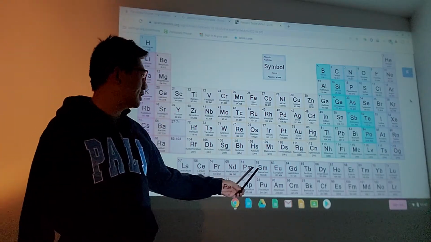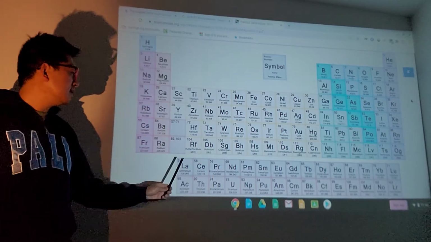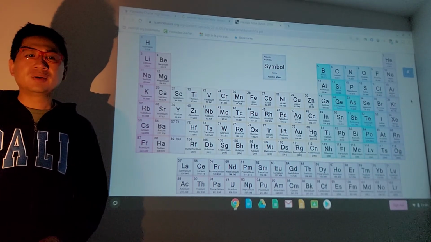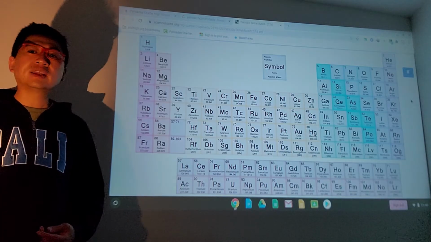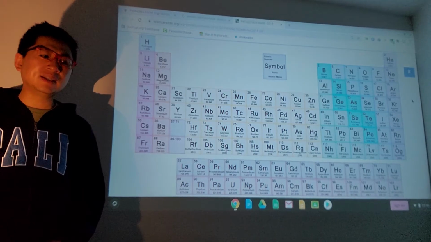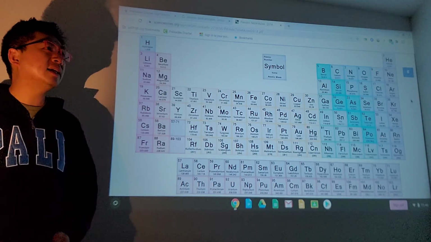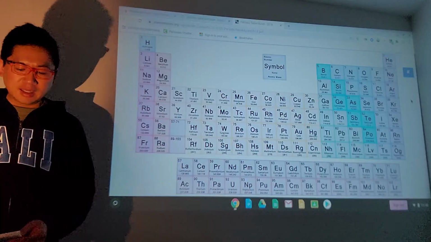For instance, like samarium, element number 62. These elements here are even called the rare earth elements. They're not very common. So I'm not going to require that you know some of these, the less common elements. However, there are many common elements that you will need to know.